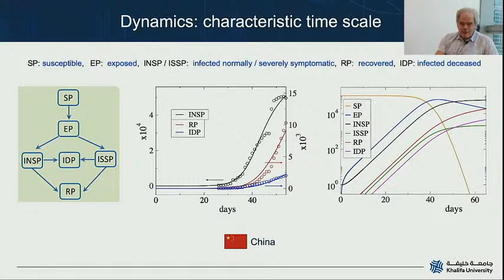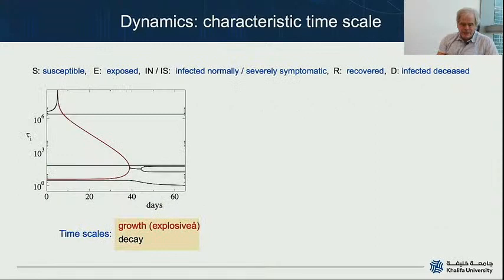So if we look at the time scales of this process, we get an explanation of this behavior. Here you see the time scales. There are two types of time scales. There are time scales in red. So you see there are two time scales, one slow and one fast at the bottom. These are time scales that relate to components of the model that tend to drive the solution away from equilibrium. It turns out that the fast growth time scale is the one that characterizes the early phase of the epidemic spread.